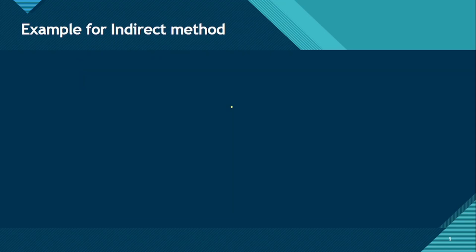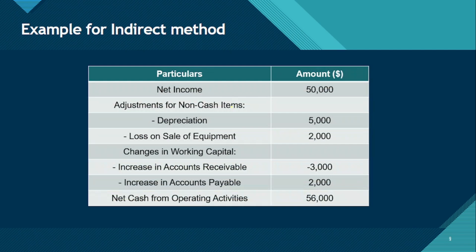So when we go into the indirect method, you see the indirect method starts with the net income. That means it takes net income directly from the profit and loss account and makes adjustments for non-cash expenses like depreciation and loss on sale of equipment. These two show as an expense in the income statement, but there is no cash transaction involved in them. There is no cash outflow, so you are adding them back to the net income.